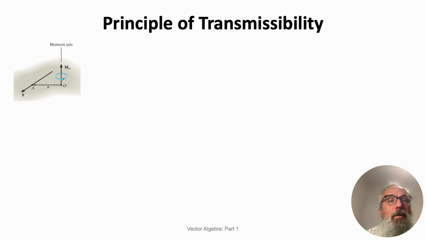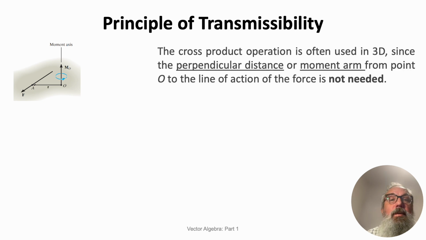Right, we're going to look at the principle of transmissibility. This is something new. Now we know a cross product operation is used in 3D, since the perpendicular distance, or the moment arm from the point O to the line of action, is not needed. So, as on this diagram here, the line across there, which would be a perpendicular distance, we never calculate. That's what this is saying.